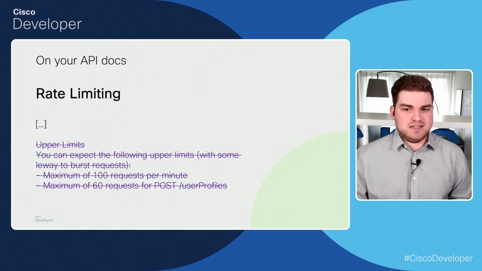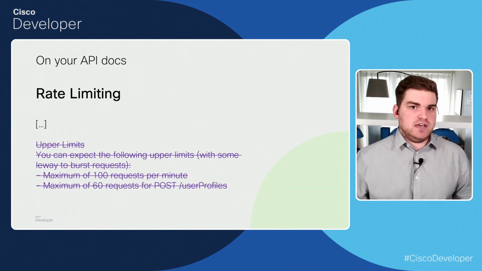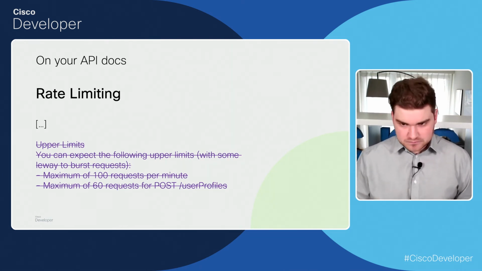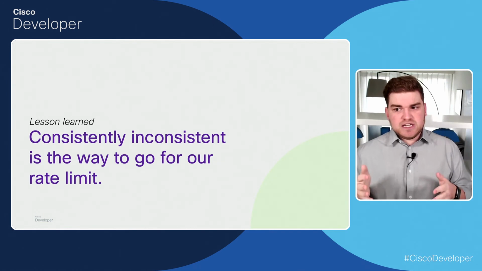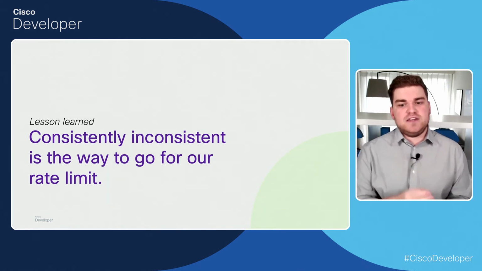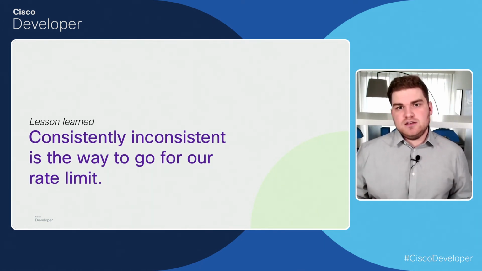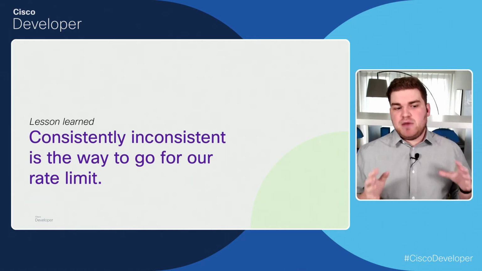We don't want predictability, so we're definitely going to get rid of any upper or any lower limits. And we want to be consistently inconsistent. That is the way to go for our rate limit so that we can achieve the maximum amount of unusability.